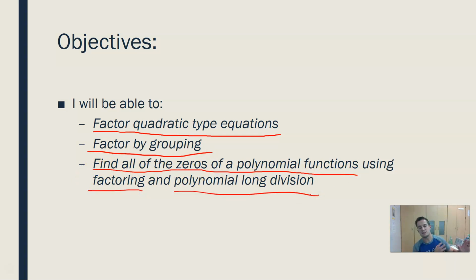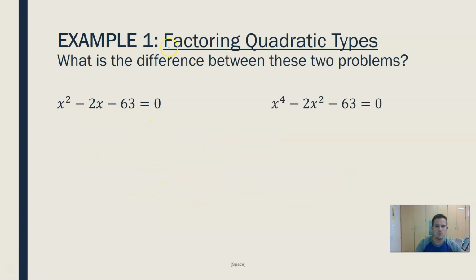So factoring is something that we've done. Polynomial long division is something that we've done. We're going to put those together to find all the zeros of a polynomial function. All right. So, example 1 is factoring quadratic types.